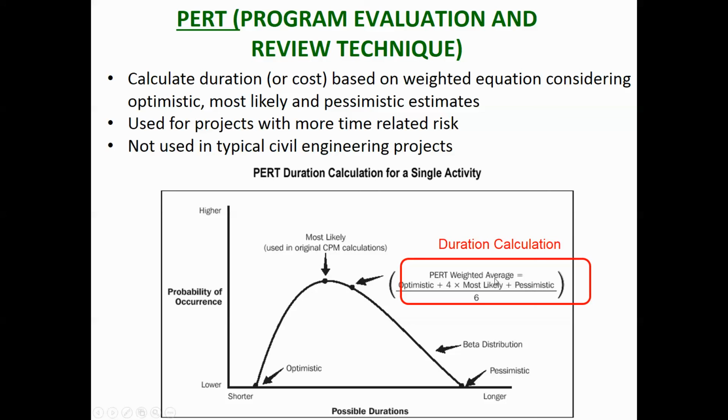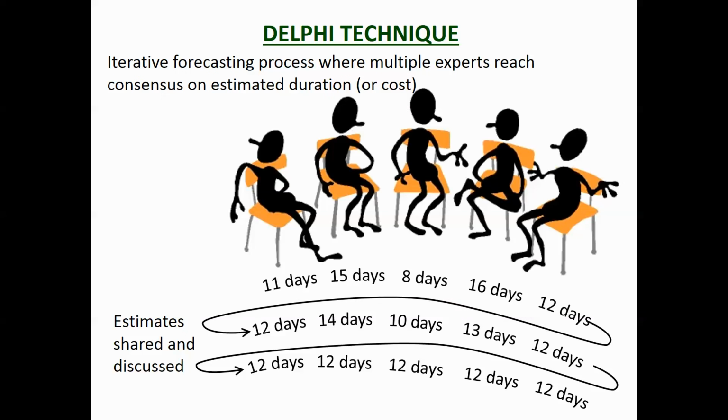It's used on bigger projects more often, and if there's more time-related risks, or if time is really, really, really important. So you might use PERT then to arrive at the estimates. Not used typically in smaller engineering projects that we're sort of involved with. And another method is the Delphi technique, and that's iterative forecasting, where multiple experts reach consensus on an estimated duration.